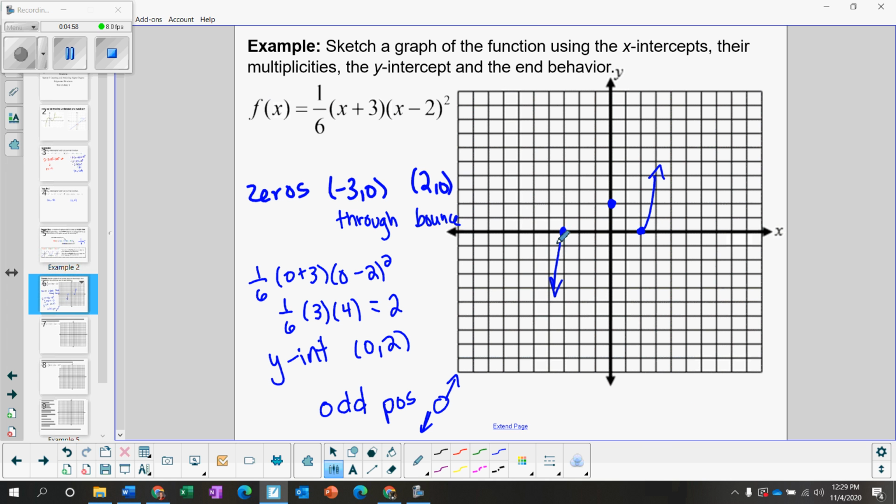and all I have to do now is look at through this one and bounce at this one. So it's not going to go past that. It's just going to turn there, but it went through at -3.